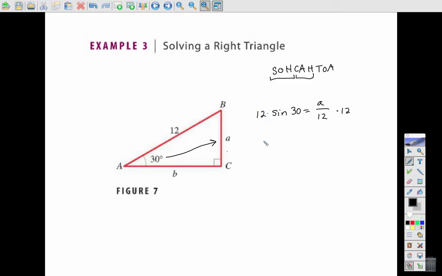Okay, and in my calculator, I'm going to type 12 sine 30, and I'm going to make sure that my calculator is in degrees. So you want to go to mode and make sure you're in degrees. All right, and if I type 12 sine 30 into my calculator, I find that A is 6.